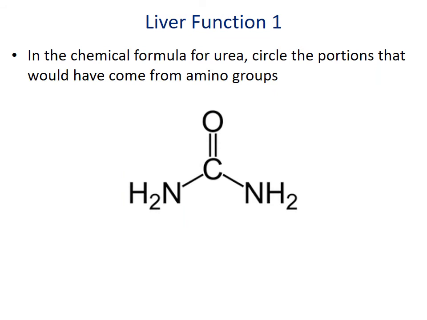So on the top of page 114 in your book, it says, in the chemical formula for urea that follows, circle the portions that would have come from amino groups. So you can pause your video and do that a minute. One thing to note, if you have no idea what we're talking about with amino groups, you can go back to page 2 in your lab manual using those top numbers. And page 2 shows the structure of amino acids and points out what an amino group is in the amino acid. So if you need to remind yourself of that, go ahead, pause your video, and circle the portions that would have come from amino groups.